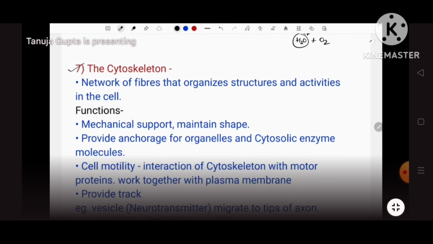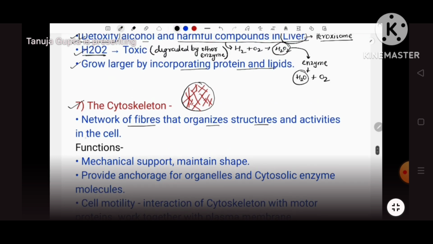Next is the cytoskeleton. If I need to tell you in very simple language, suppose this is the cell. So what is the cytoskeleton? They are some fibers, a network of fibers like this, spread through the whole cell. You can consider it like a pillar, like many pillars in a room. So it's a network of fiber that organizes the structure and activities of the cell.